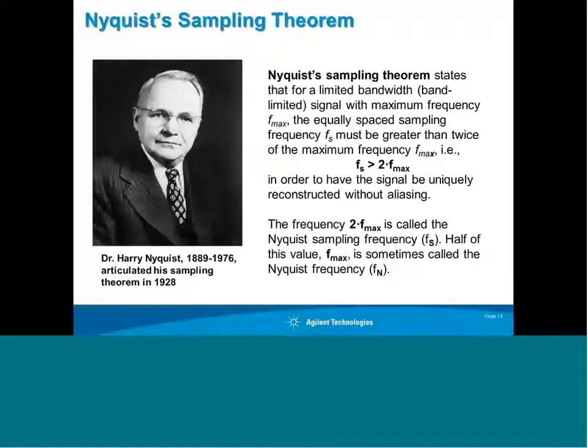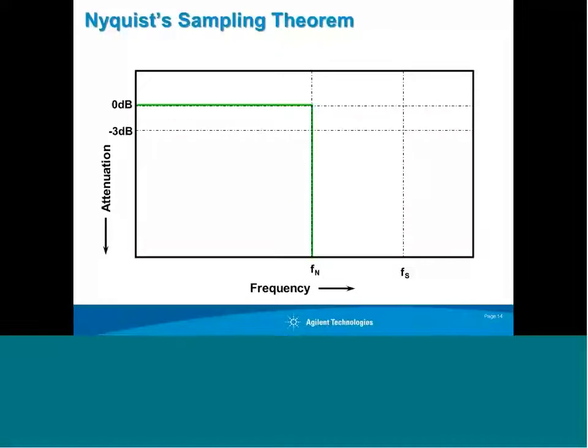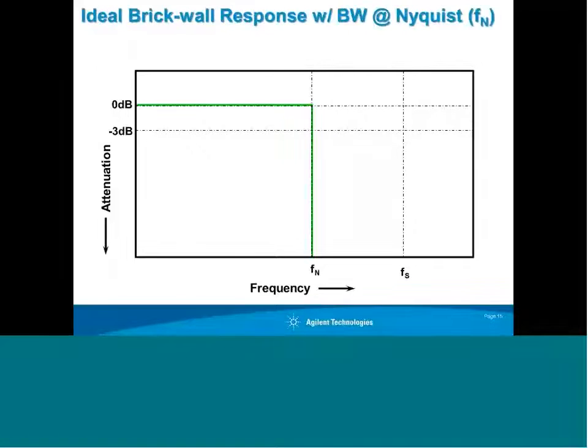Half of that value, Fmax, is sometimes called the Nyquist frequency. What this implies is that there are no frequency components above the Nyquist frequency, and that implies that if that is going to apply to an oscilloscope, the oscilloscope must have an ideal brick wall frequency response. So the scope passes all frequency components with no attenuation up to the Nyquist frequency, and then it cuts off and passes no frequency components beyond.